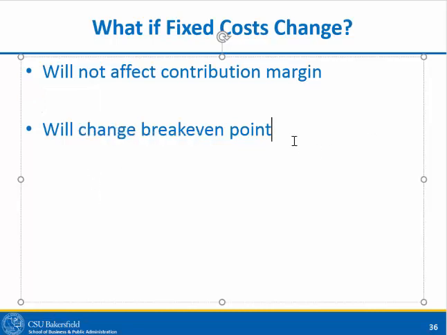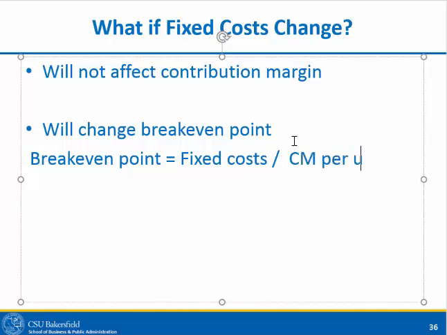But how about the break-even point? Yes, break-even point will change, because if you look at the break-even point formula, it's the result of fixed cost divided by contribution margin per unit. Contribution margin per unit remains constant. However, according to the question's assumption, fixed costs actually change. So when the fixed costs change, the break-even point will change. Okay, so that's how you can conclude all these impacts and so on.